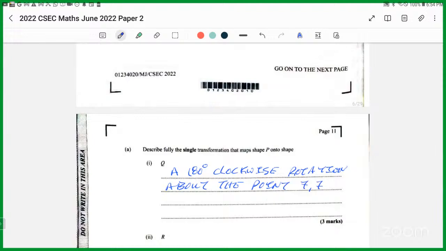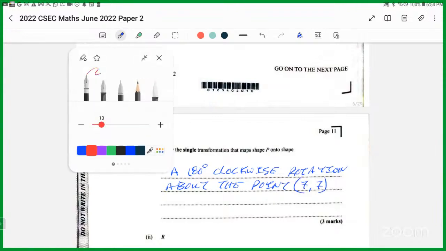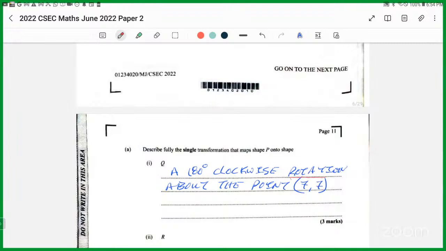7, 7. Now, a rotation must always be described this way, where you give the name of the transformation, rotation. You have to give the 3 components of rotation, which are the angle, the direction, and the center. Once you describe a rotation, you must give those 3 things: the angle, the direction, and the center. Remember also that clockwise rotation is negative rotation. So we could have said a negative 180-degree rotation about the point 7, 7. If we want to say it was clockwise, we use negative 180 degrees. That finishes that one.